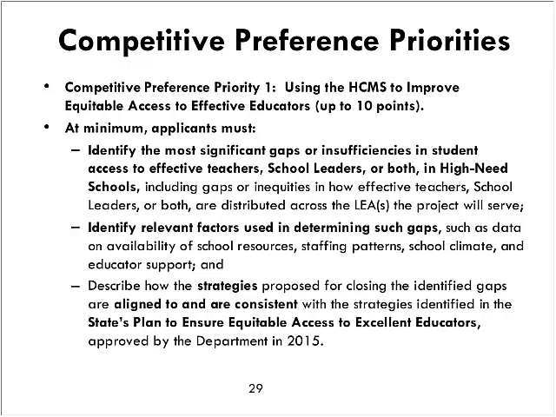So at a minimum, in order to receive these competitive preference priority points, applicants will be required to identify the most significant gaps or insufficiencies in student access to effective teachers, school leaders, or both in high-need schools. They'll also be required to identify relevant factors used in determining those gaps. Those factors can be things such as data on availability of school resources, staffing patterns, any school climate data that you may have or that you may be gathering, and also educator support.